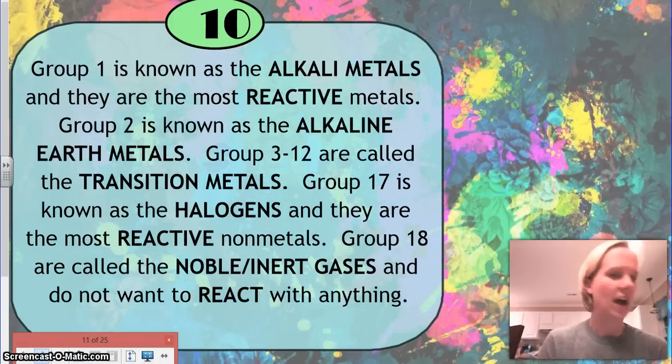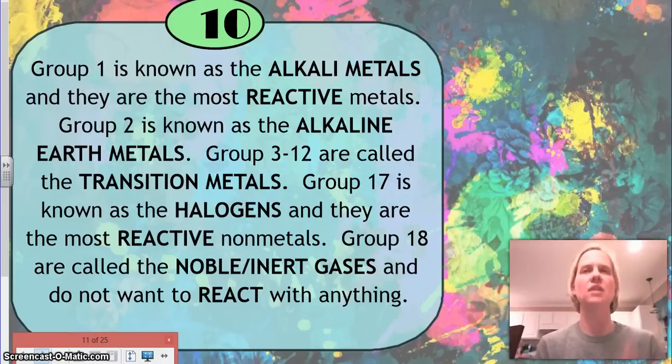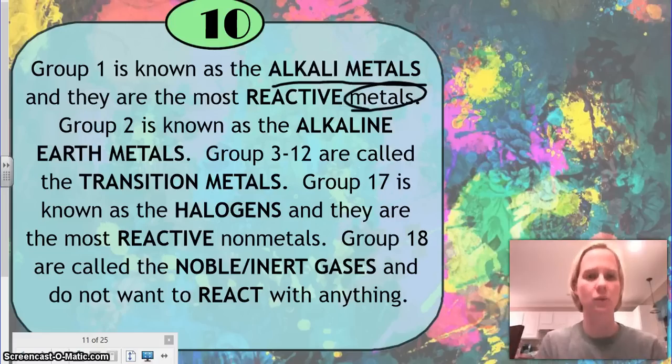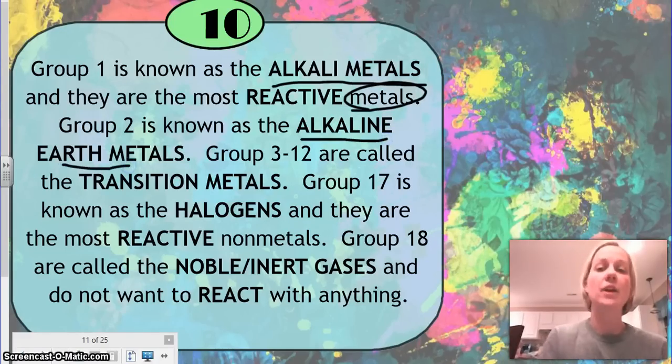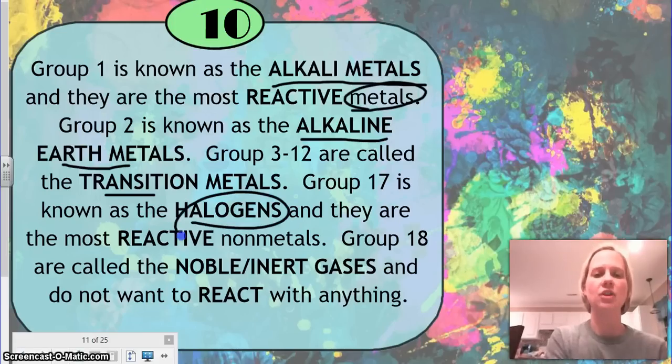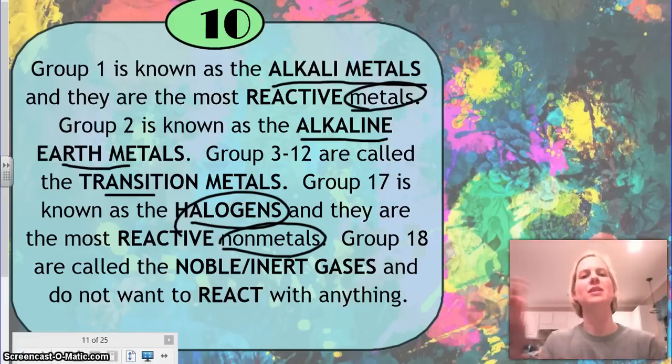Number 10 had another bit of fill in the blank. It's just identifying and labeling those different families or groups. Group 1, these are the alkali metals. Very, very reactive, the most reactive metals on the table. Group 2 is known as the alkaline earth metals. They're still reactive, but not quite as reactive as the group 1s. Groups 3 to 12 are our transition metals. Group 17 is known as the halogens. They're reactive non-metals, the most reactive non-metals.